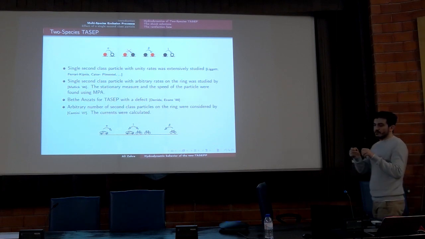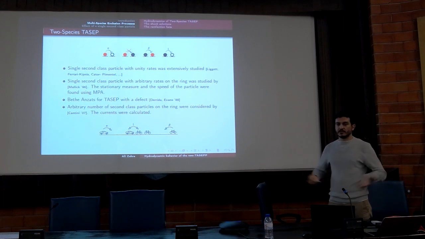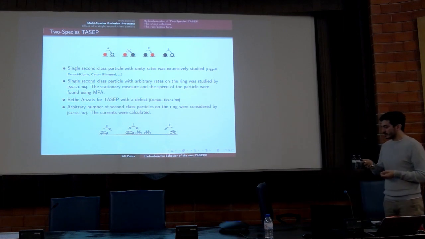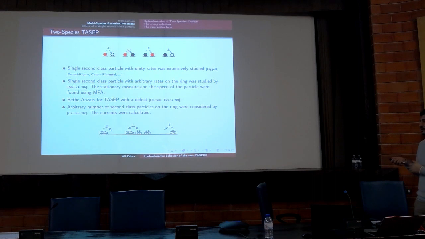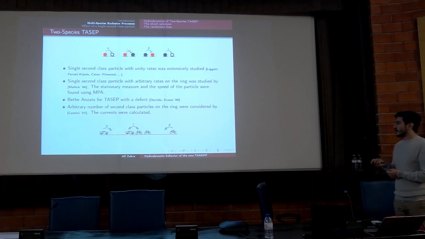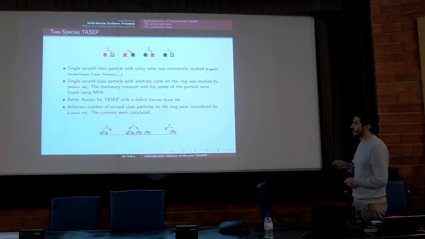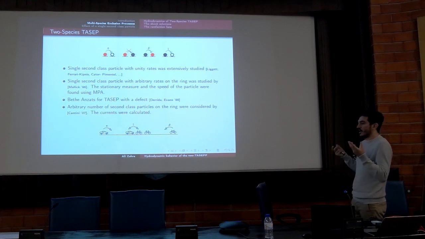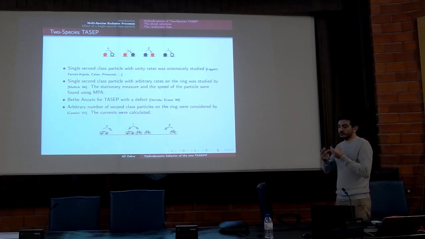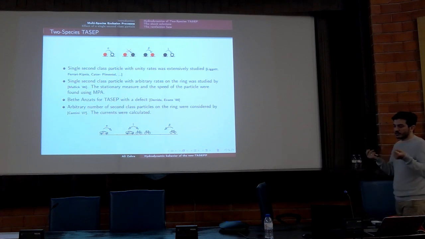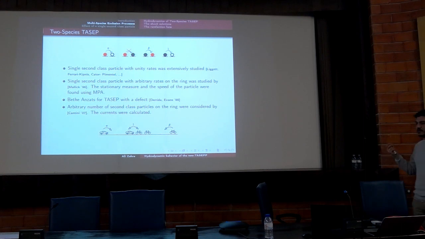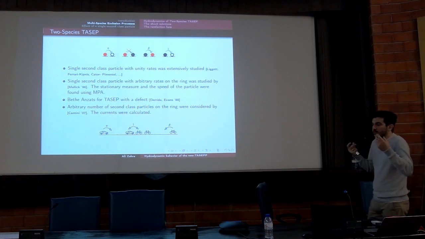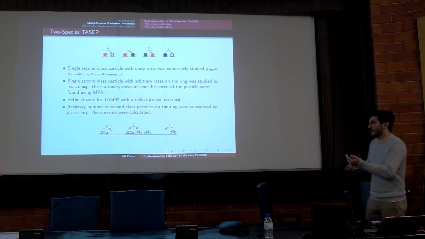Now, if you put an arbitrary number of defects on the periodic boundary condition, then using integrability you can calculate the currents, and this was done by my supervisor. This picture just says that you can see the second class particles as void, which helps to see the model in a more symmetric way. So you pick the void and the first class particle as the quantities to study, and you leave out the second class particles.